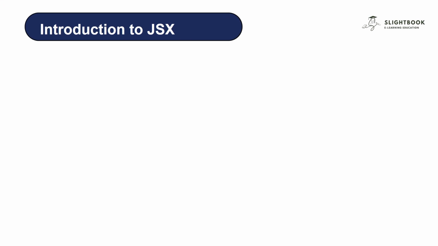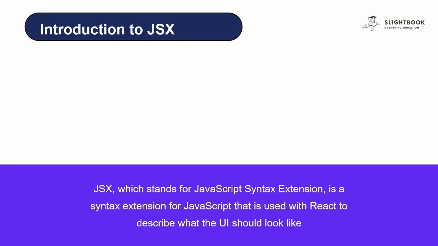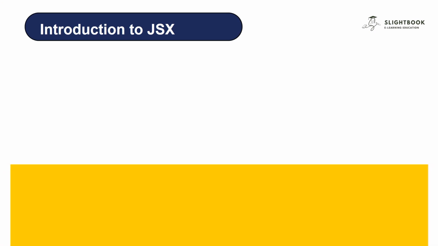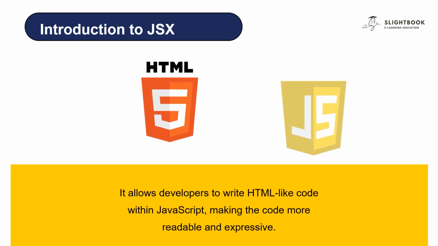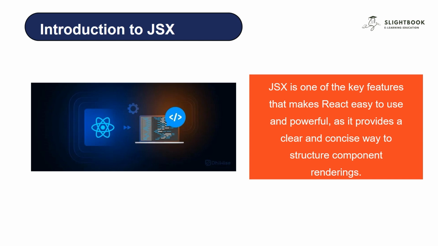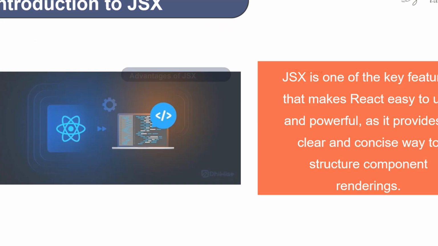Introduction to JSX. JSX, which stands for JavaScript Syntax Extension, is a syntax extension for JavaScript that is used with React to describe what the UI should look like. It allows developers to write HTML-like code within JavaScript, making the code more readable and expressive. JSX is one of the key features that makes React easy to use and powerful, as it provides a clear and concise way to structure component renderings.